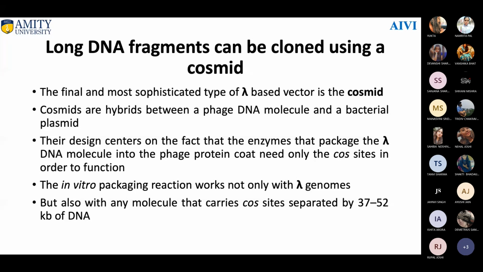When you do it, the cos site allows you to carry around 52 kilobase pairs of DNA. Okay, so you can replace a large fragment in that case. You are utilizing the property of lambda phage and the property of plasmid, and you are also modifying the host. So the host is going to cater for the packaging job.